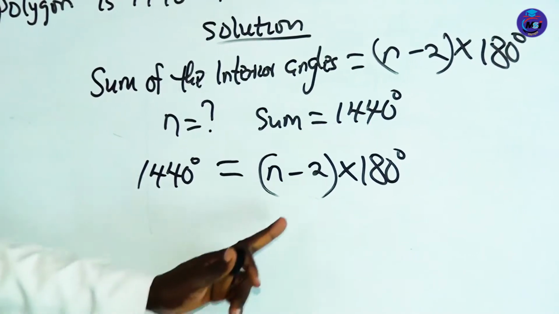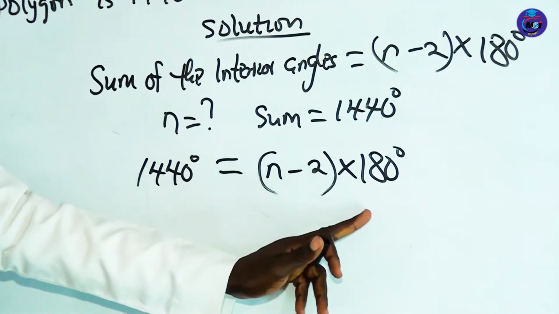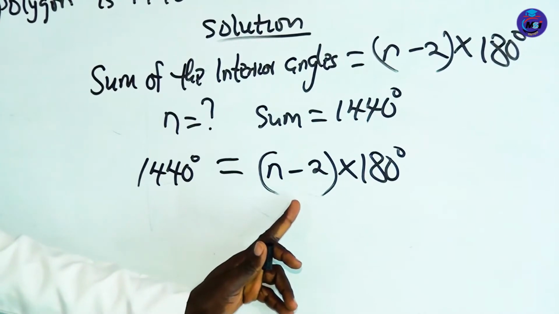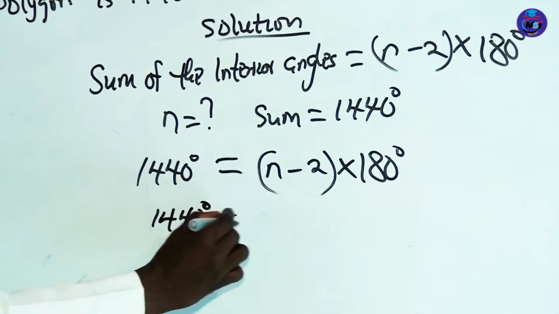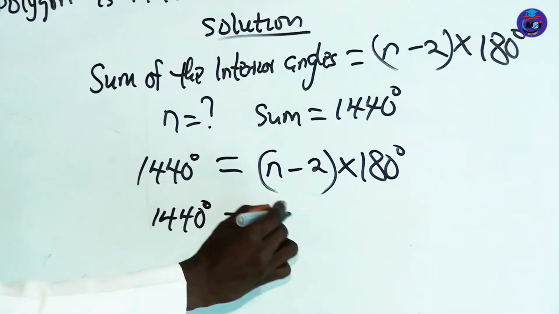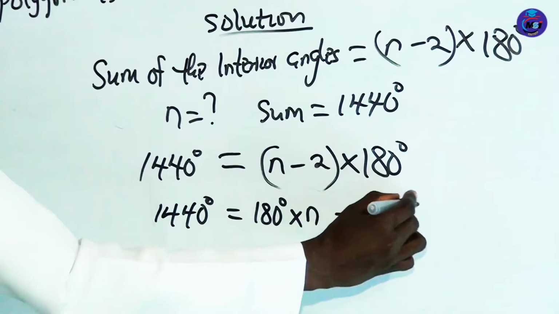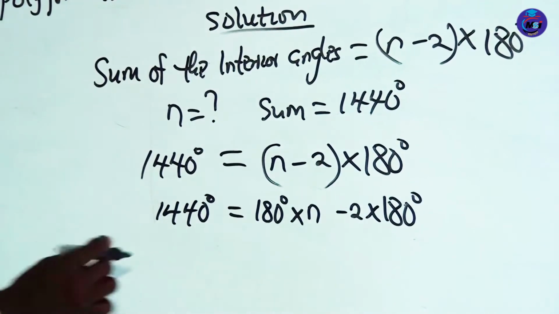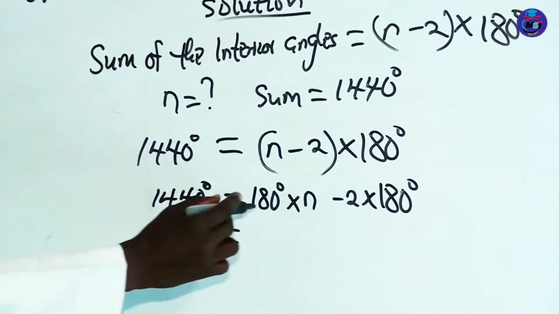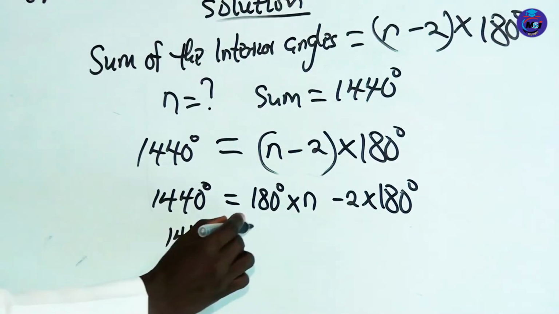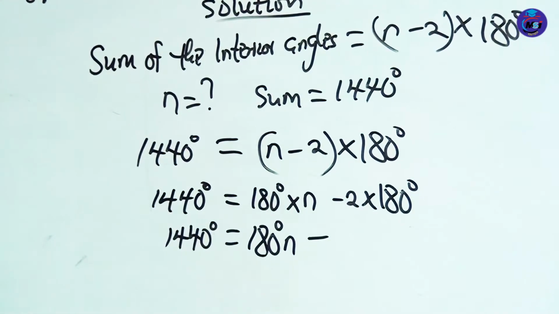Now we need to open this bracket. Opening this bracket, we use 180 to multiply everything we have inside this bracket. So let's do it together. 1440 degrees equals 180 degrees multiplied by (n minus 2). Hope you got it right. Okay, 1440 degrees, 180 multiplied by n will give us 180 degrees n, minus 2 times 180.